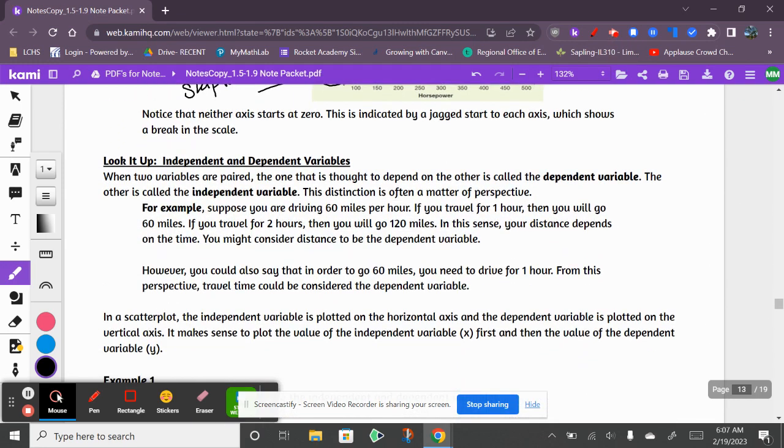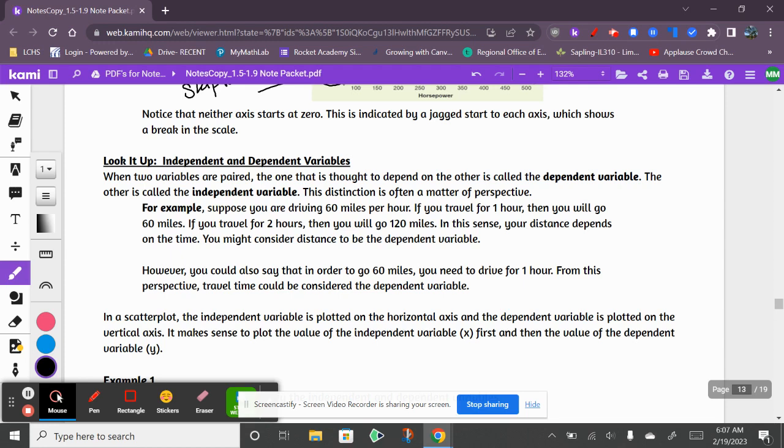When two variables are paired, the one that is thought to depend on the other one is called the dependent variable. The other is called the independent variable. This distinction is often a matter of perspective. For example, suppose you are driving 60 miles per hour. If you travel for 1 hour, then you will go 60 miles. If you travel for 2 hours, then you will go 120 miles.